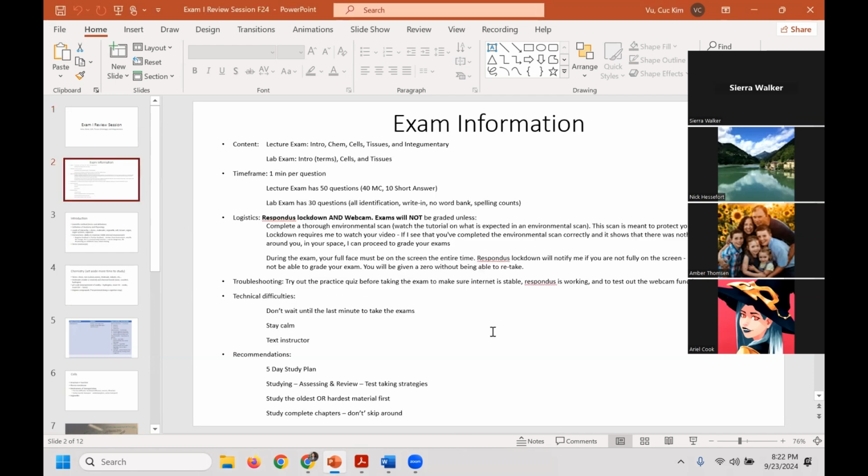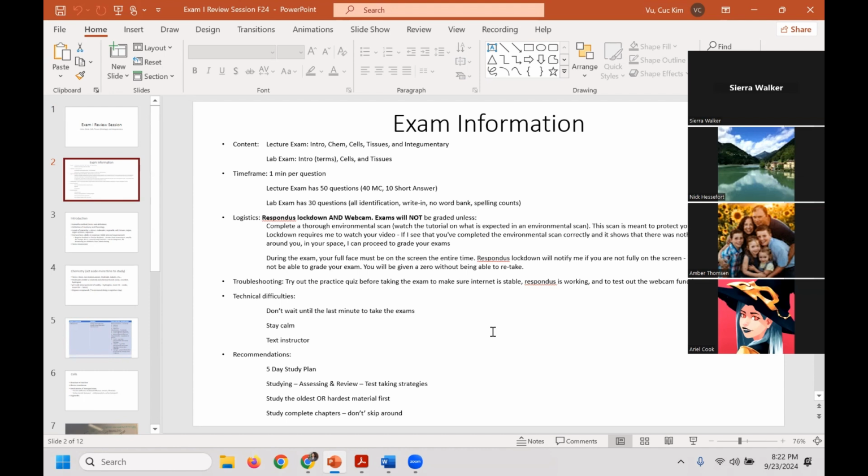All right. So in terms of content, the lecture exam is going to cover intro, chem, cells, tissues, and the integumentary system. And the lab is going to cover intro. So that's all those terms, body regions, planes. And so everything in the lab manual for the intro is fair game. It's just like your quiz.